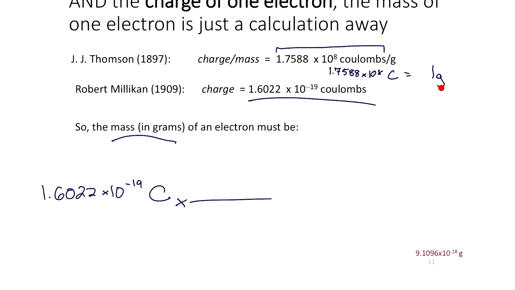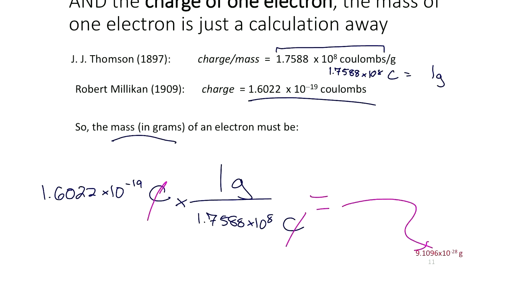Okay, where am I going to put the 1 gram? Top or bottom? Top, yep, because if I put it on the top, then I get to put 1.7588 times 10 to the 8 coulombs on the bottom. 1 gram up top, coulombs cancel, and then we get this nice mass of an electron. It's real tiny, really small. Checking sig figs, this number has 5 sig figs. This one also has 5 sig figs because these are measured. These are measurements that they measured in lab. And our answer also has 5 sig figs. All right, so good. Sig figs are all good.